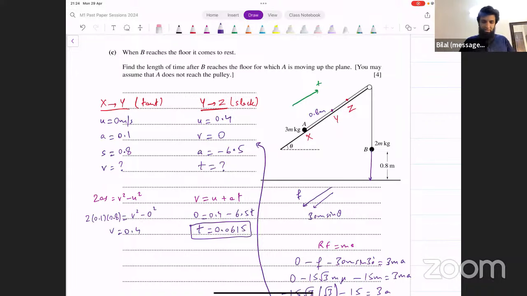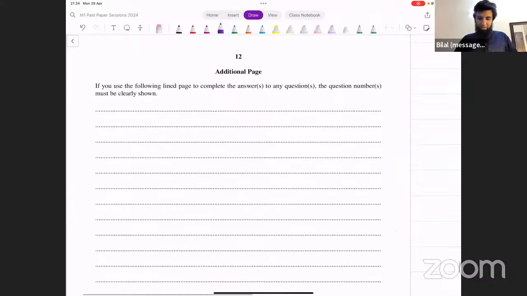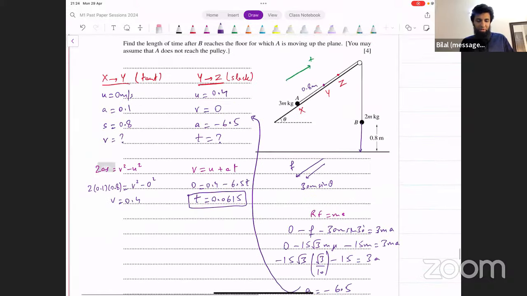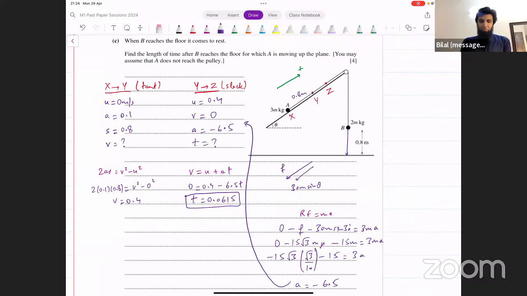Make sense? That's the last part. And that completes this paper. I hope that makes sense. That's it for today. If you have any quick questions, you can let me know.